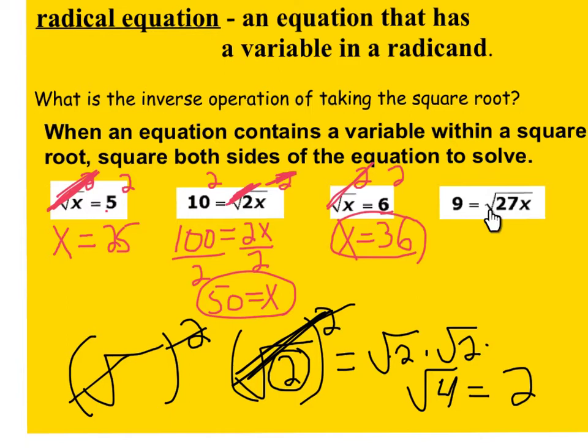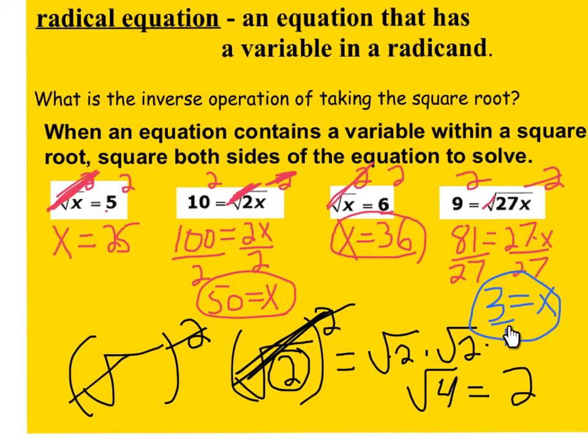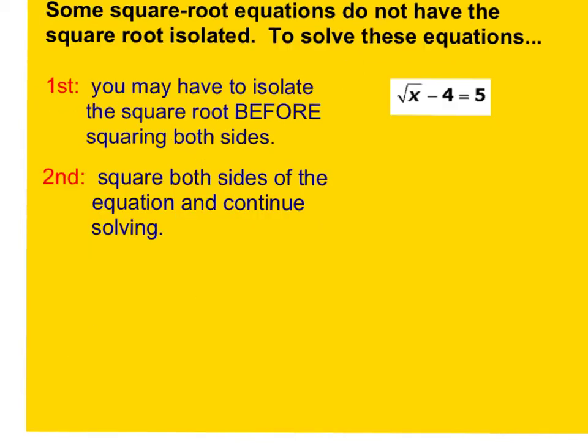How do I get rid of a square root? I square. So I put a square here and a square here. This cancels. So I have 81, 9 times 9, equals 27x. How do I get rid of a times 27? Divide both sides by 27. And let's reduce that. It actually equals 3 over 1. When I divide 81 by 27, I get 3. Perfect.